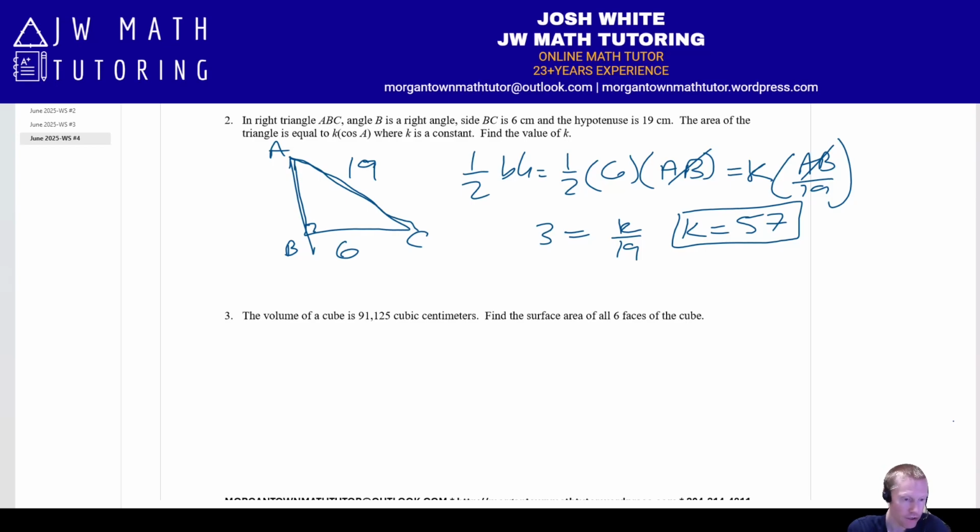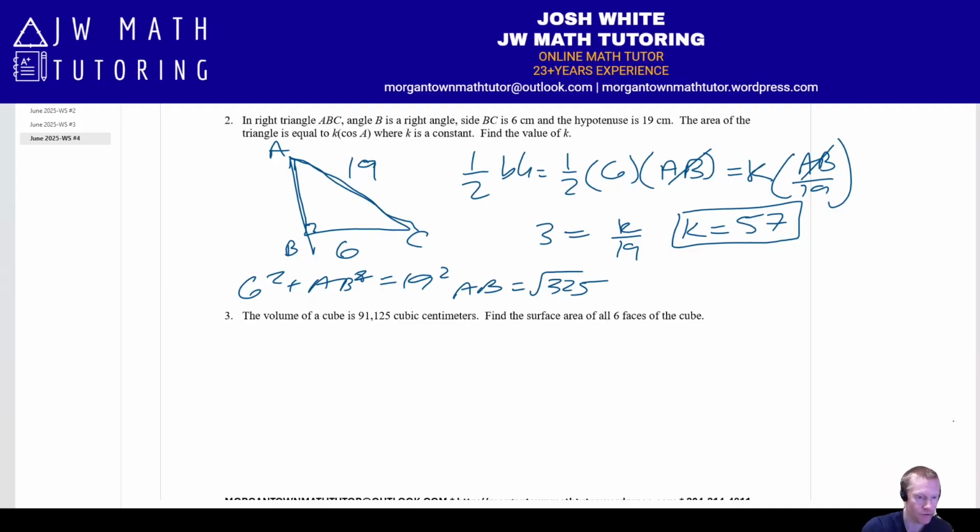Now, here is an alternate way that you could do this problem. Again, this is, I would say, a longer, more complicated way, but it's a slightly different way to think about it. So first, you could find the value of side AB. Just do Pythagorean theorem. 6 squared plus AB squared equals 19 squared. If you do that, it's going to be the square root of 325.